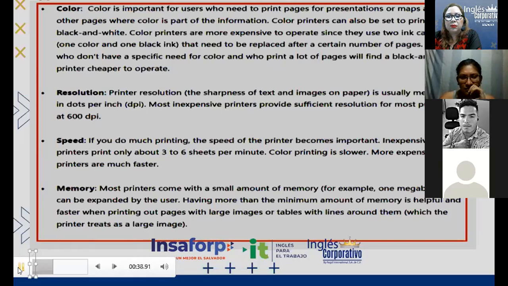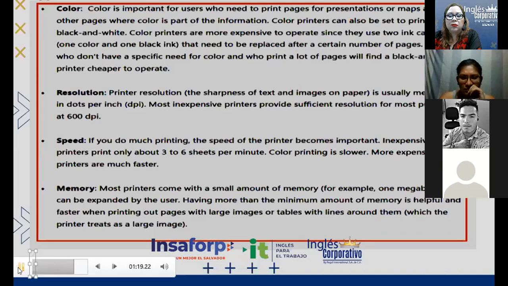Resolution. Printer resolution, the sharpness of texts and images on paper, is usually measured in dots per inch, DPI. Most expensive printers provide sufficient resolution for most purposes at 600 DPI. Speed. If you do much printing, the speed of the printer becomes important. Inexpensive printers print only about 3 to 6 sheets per minute. Color printing is slower. More expensive printers are much faster.